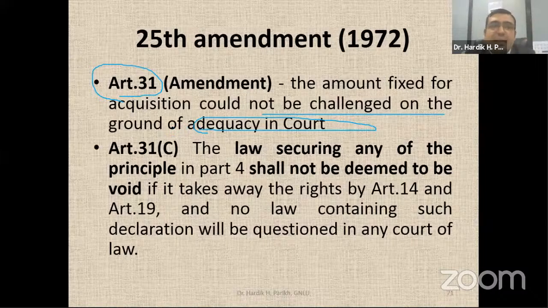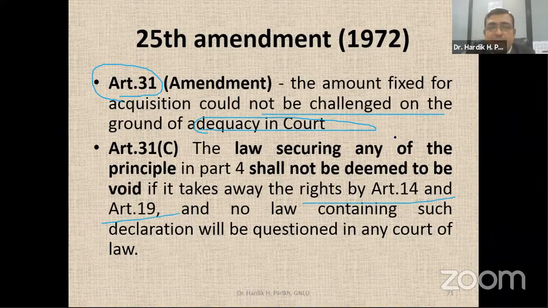And what is 31C? That in case government has enacted any law in order to secure any of the directive principles of state policy, then also it should not be held to be invalid if it is violating Article 14 and 19.